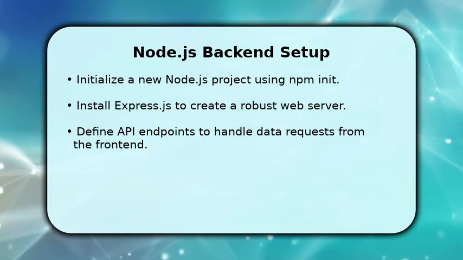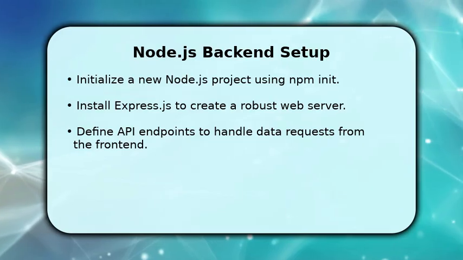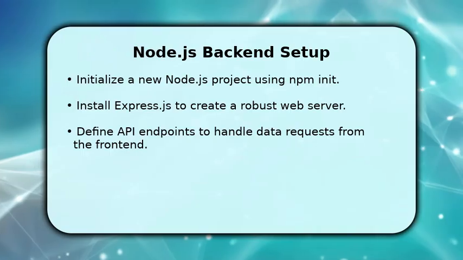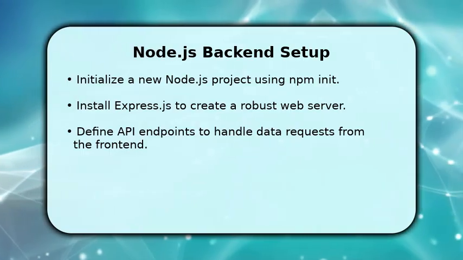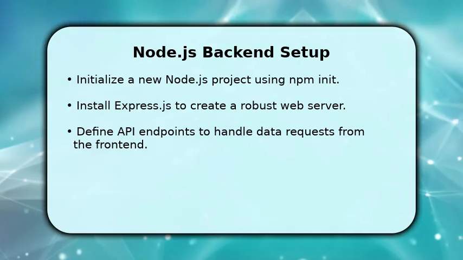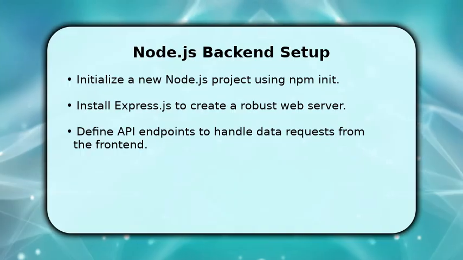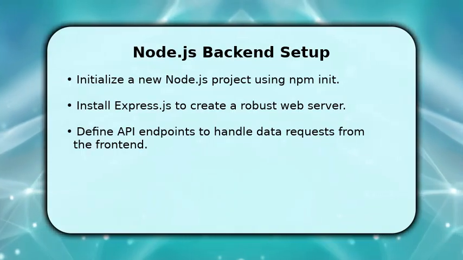You'll then define your API endpoints, such as /API/data, to serve information. Crucially, configure cross-origin resource sharing, or CORS, to permit your React application running on a different port to access these backend resources securely. This ensures smooth data exchange.